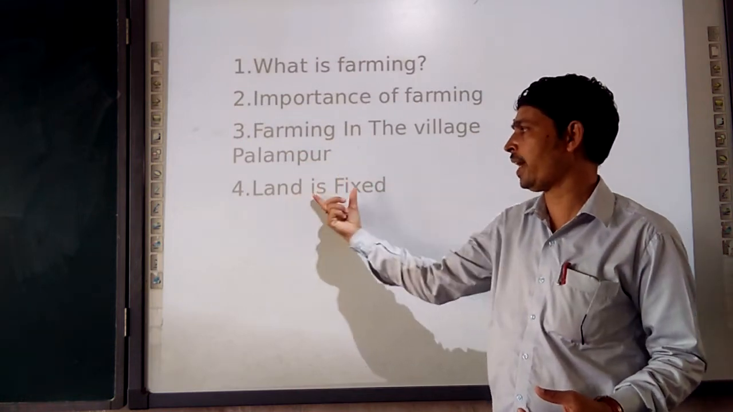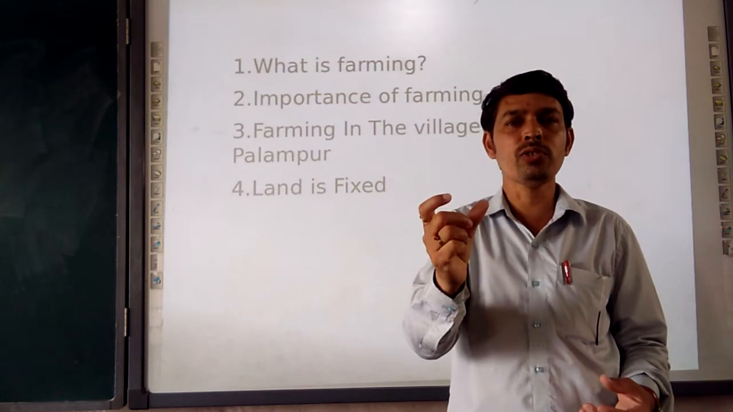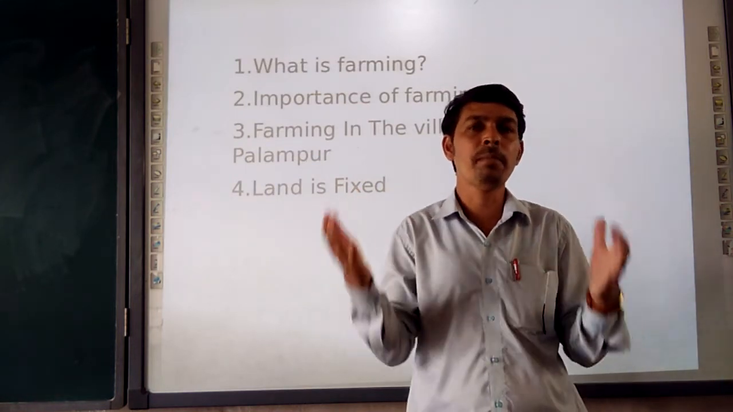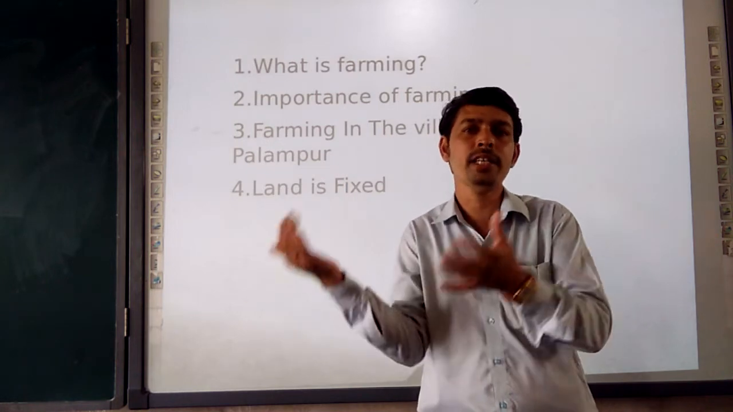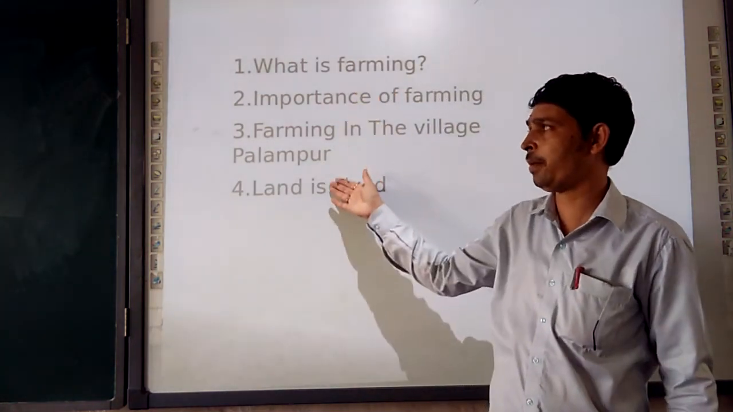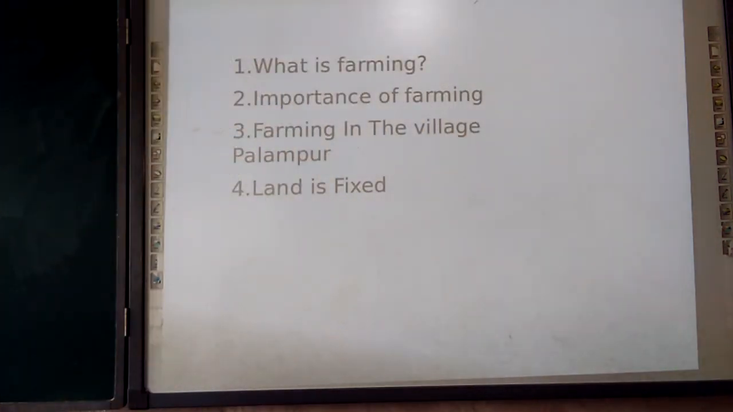And last point, land is fixed. And how, as the land is fixed, the farmer tries to search for new ways to increase farm production by converting wasteland into cultivatable land. So these 4 points are very important. Please copy them down. What is farming? Importance of farming. Farming in the village Palampur, and land is fixed.